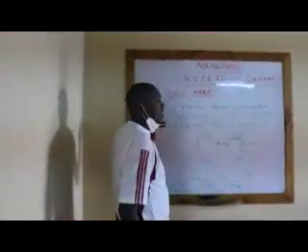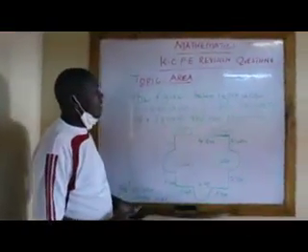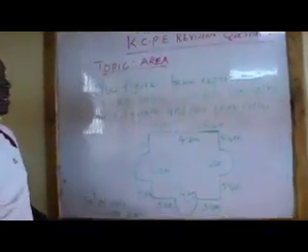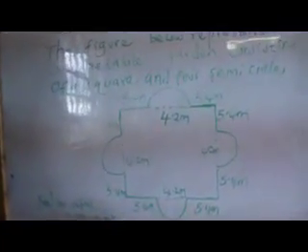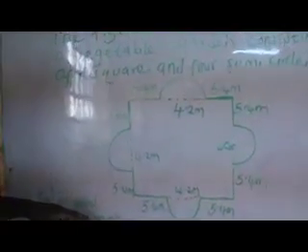Let us tackle this example on your own. The figure below represents a vegetable garden consisting of a square and 4 semicircles. Find its total area in meters.